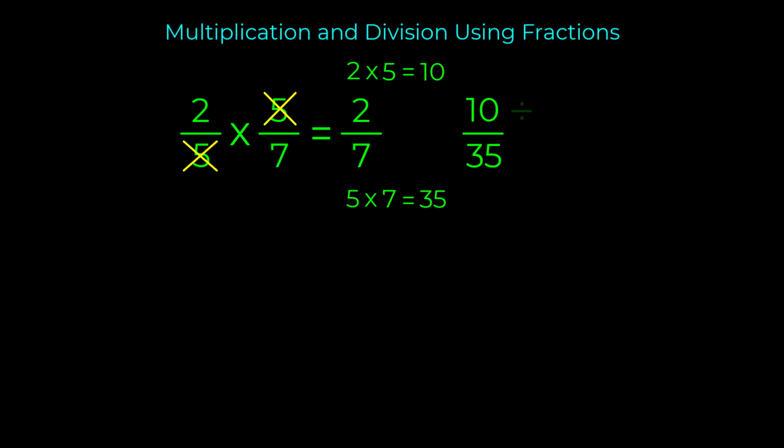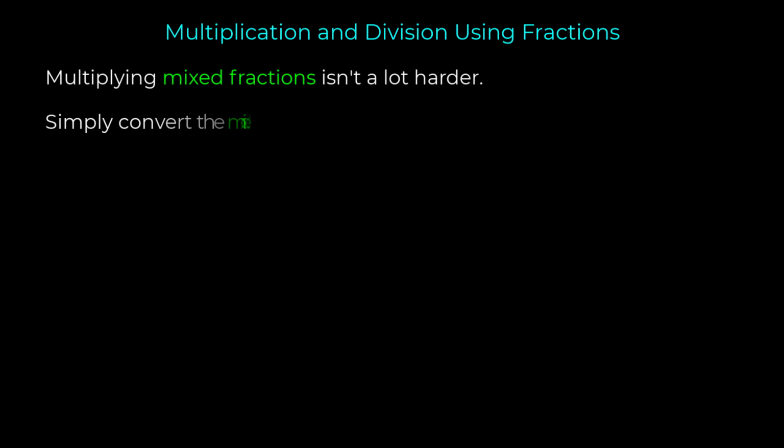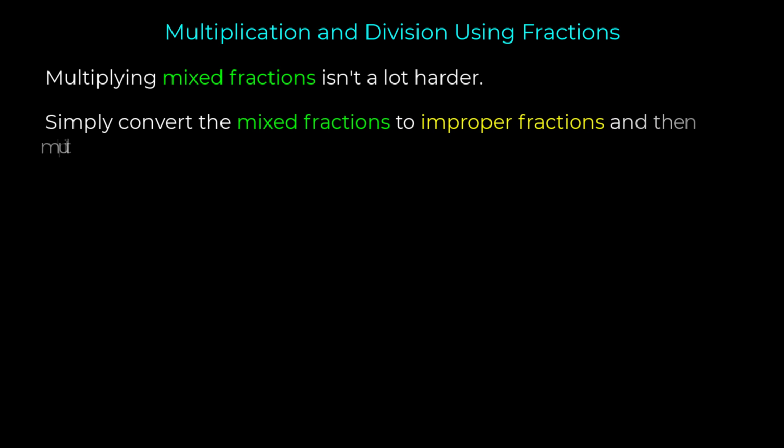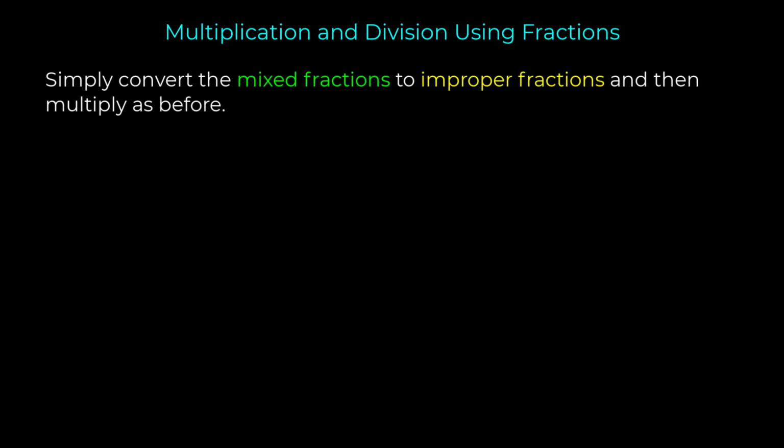And remember that normally we try to express fractions in their simplest form. I would have to divide both the numerator and denominator by 5 to get the simplified fraction of 2 over 7. It's the same answer. Multiplying mixed fractions isn't a lot harder. I simply convert the mixed fractions to improper fractions and then multiply as before. Let's try an example. What is 2 and 2/3 times 3 and 1/4?